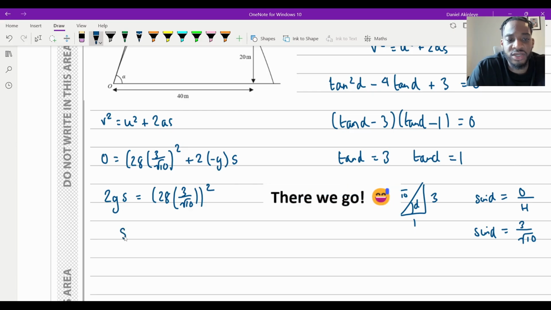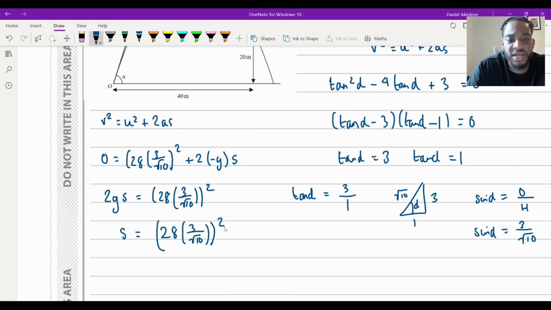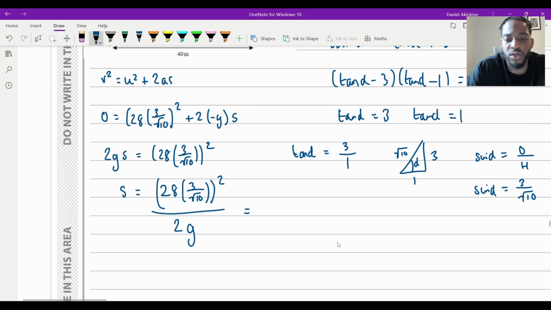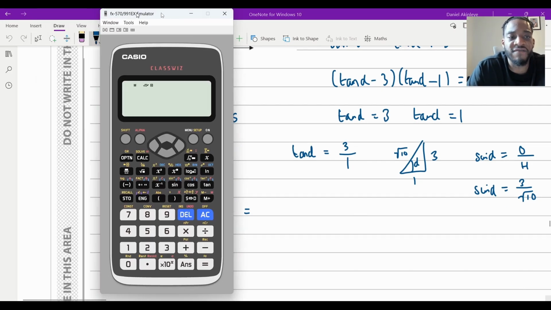And then that would mean that s, the greatest possible height, would be 28 multiplied by 3 over root 10 all squared. And I'm going to divide this by 2g, or 2 times 9.8. So our answer for the greatest possible height is going to be whatever this is equal to. And I'm going to put this in my calculator and let's see what it gives us.